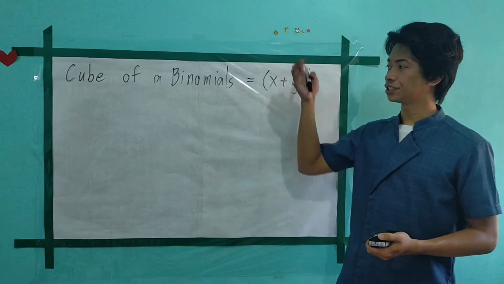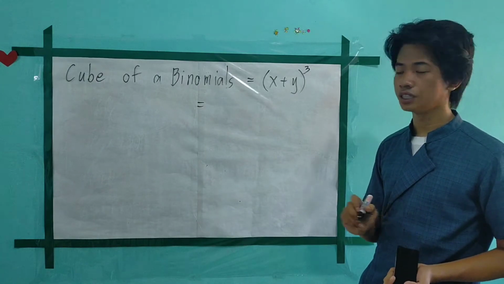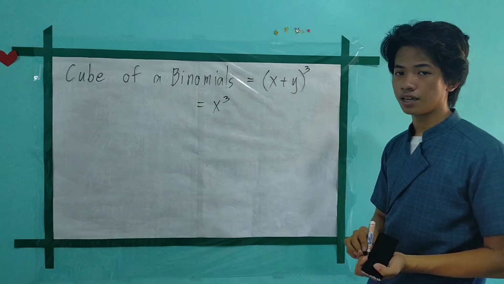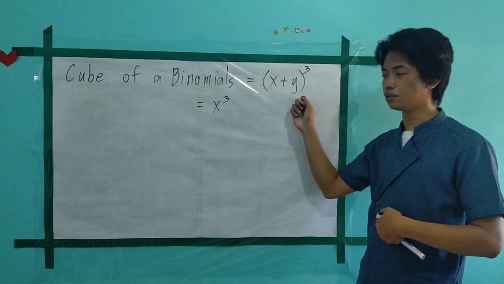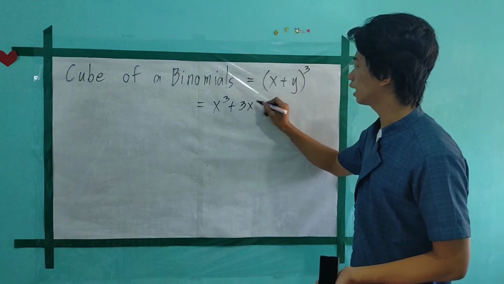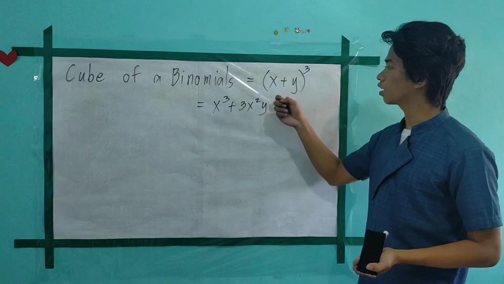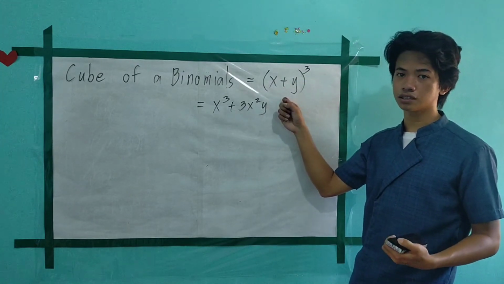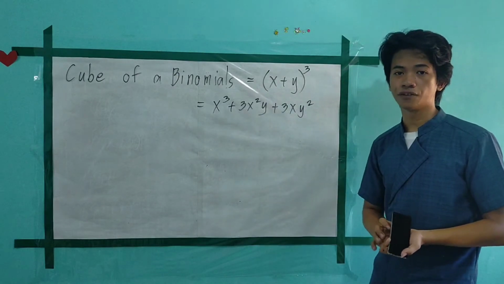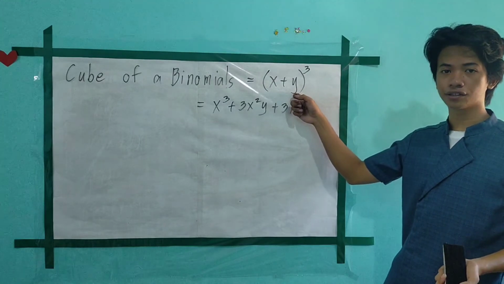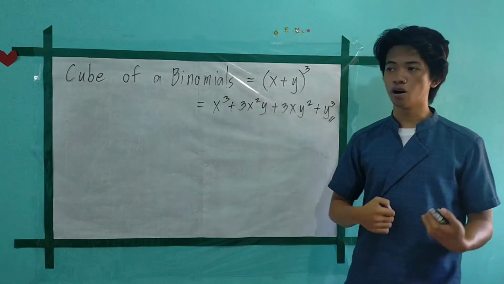So again class, we have a technique or shortcut in these lessons. So the first step is cube the first term. So we have x cubed. And the second step is to write the product of the squared of the first term and the second term. So we have 3x squared y. And for the third step, to write the product of the first term and the square of the second term. So we have 3xy squared. And for the fourth step, cube of the second term. So we have y cubed. Again, this will be the shortcut of cube of a binomial.